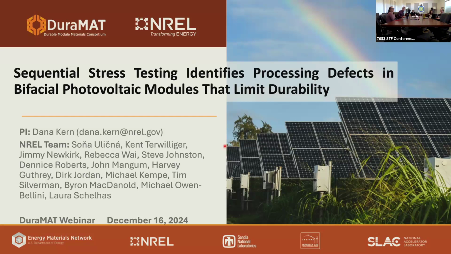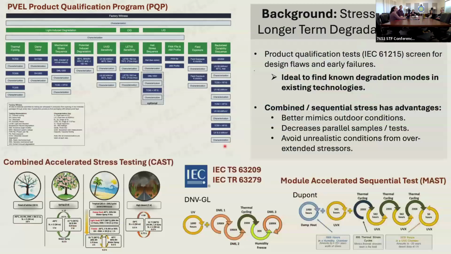All right, thanks. Hi, I'm Dana Kern, and I'll go over sequential stress testing to identify processing defects in bifacial photovoltaic modules. So to start out, a bit of background on stress testing. Product qualification tests like IEC 61215 have been created to screen for design flaws or early failures. This is ideal to find known degradation modes in existing technologies, but now as people are transitioning to new packaging designs, advanced cell types, and targeting longer warranties, things like combined and sequential stress testing have been getting more interest.